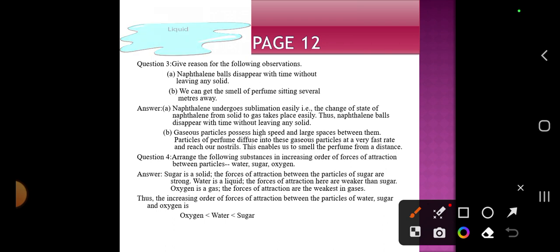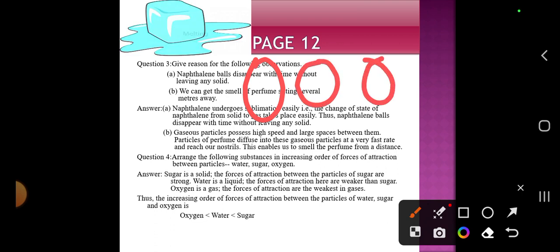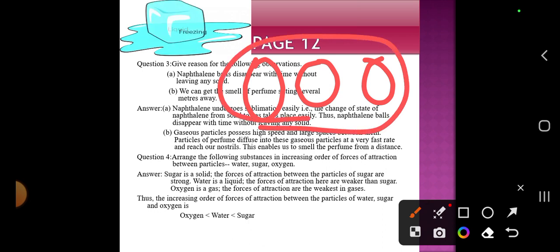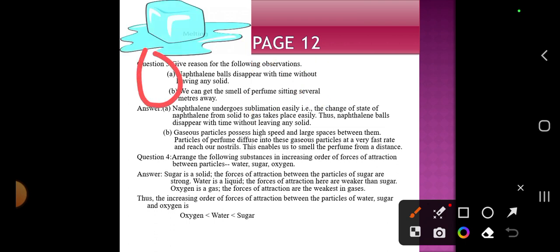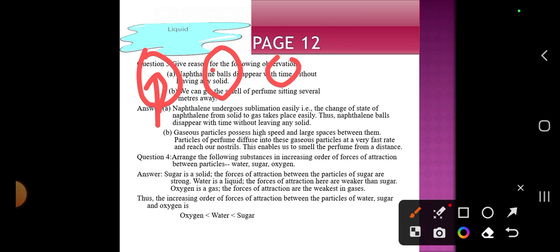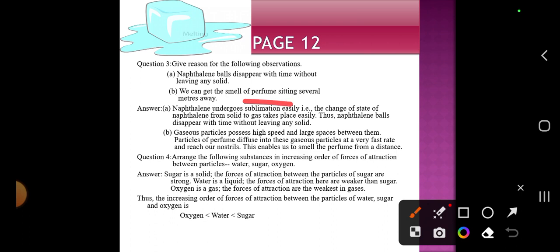Second, we can get the smell of a perfume sitting several meters away. See friends, as we know, gaseous particles possess high speed and have large spaces between them. These particles of the perfume mix with the gaseous particles. So these gaseous particles carry the perfume particles over a distance. So wherever we are sitting, we can get the smell of the perfume.